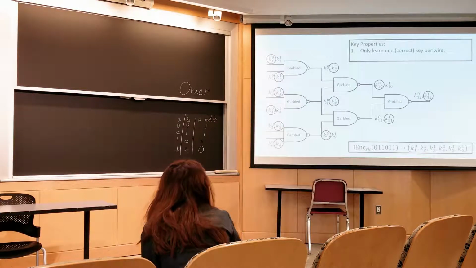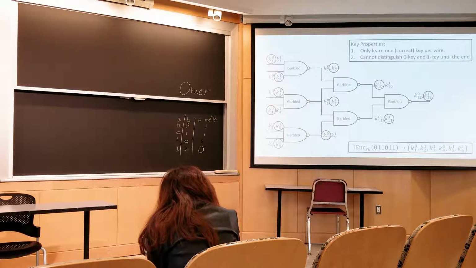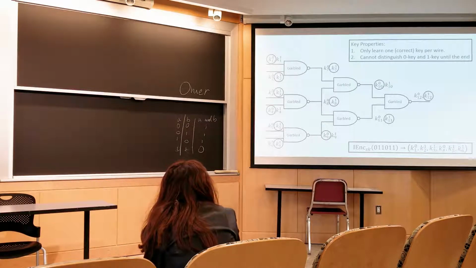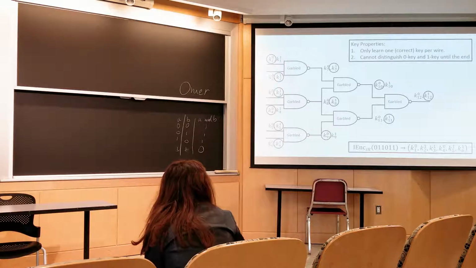Now the second key property of this construction is that at no point during the evaluation do you learn which value these keys carry. Every key corresponds to either 0 or 1, but this semantics is only in our heads. As someone who evaluates the garbled circuit, you never know if your key is a 0 key or a 1 key.